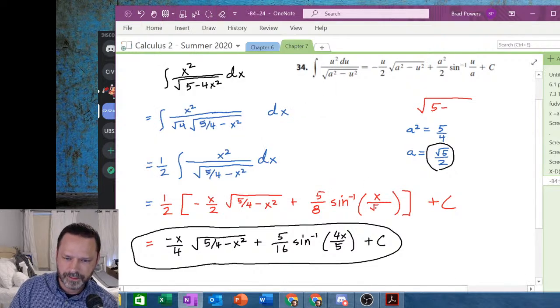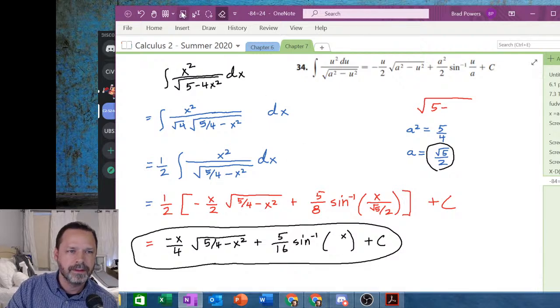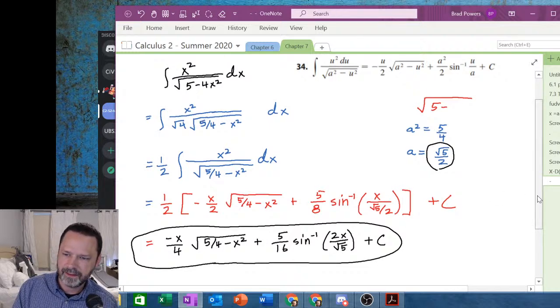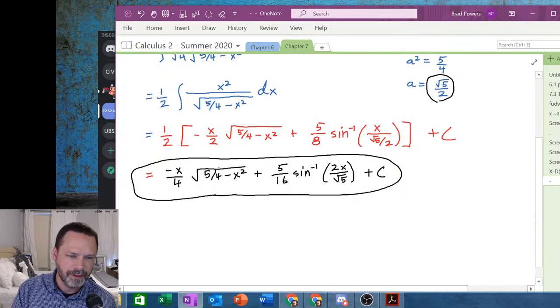We have root 5 over 2, which turns this guy into, let's see here, 2x over root 5. There we go. Mistake fixed. And if you are looking at this in our book, you will notice that their solution after they did the u sub did have a different answer.